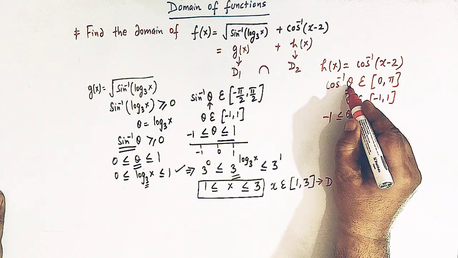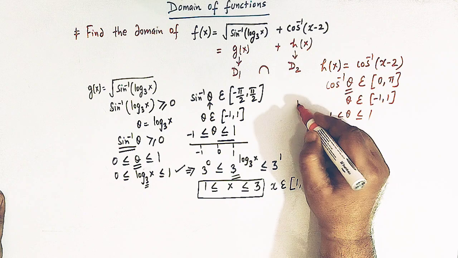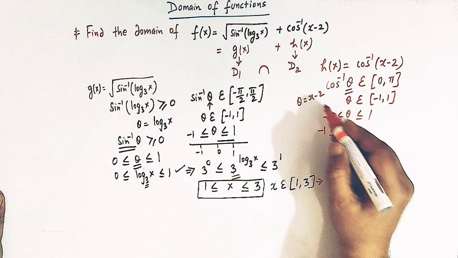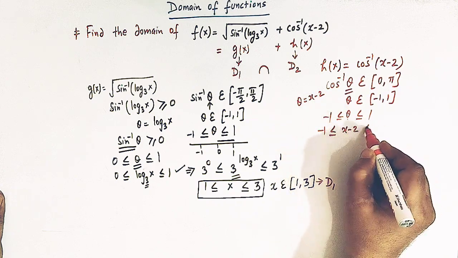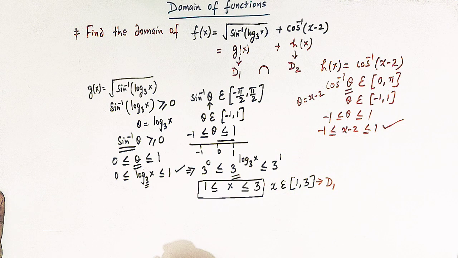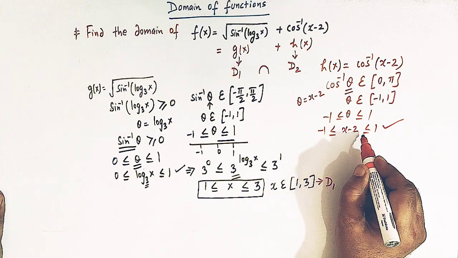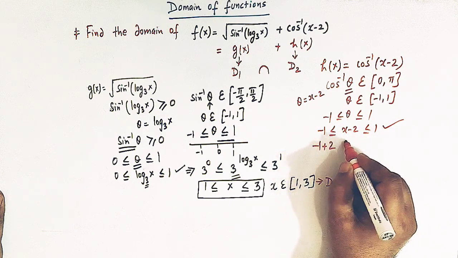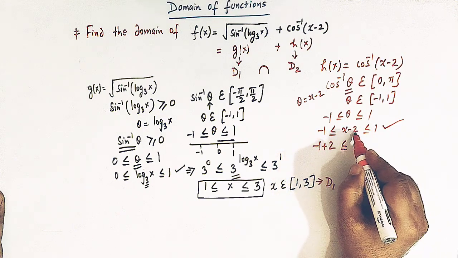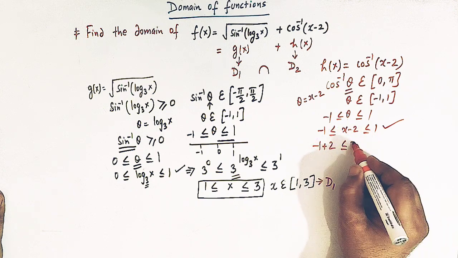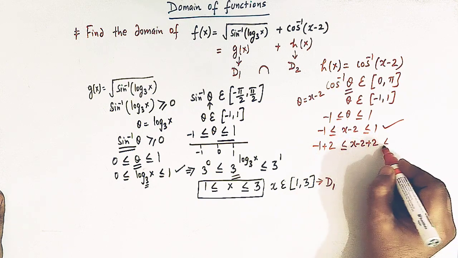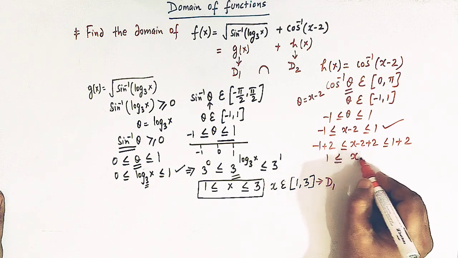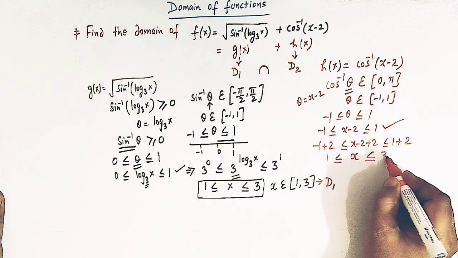So here theta is x minus 2. So we can now substitute theta is equal to x minus 2. So now we have this inequality, right? And we can easily solve this inequality by adding 2 throughout. So we have minus 1 plus 2, so that we can get rid of this minus 2. So we have x minus 2 plus 2. Here we have minus 1 plus 2, which is 1. And here we have x. And here we have 1 plus 2, 3.